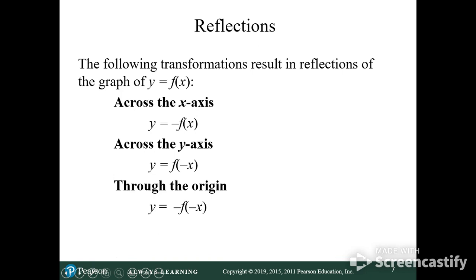The next one is reflections. If there's a minus sign on the outside of the function, it'll flip across the x-axis. If the minus is inside the parentheses, then it's going to flip across the y-axis. And if they're both there, it's going to flip around both axes. So they say it's going to reflect through the origin. But sometimes it's easier to say it'll flip and then flip again. So there'll be 2 flips there.